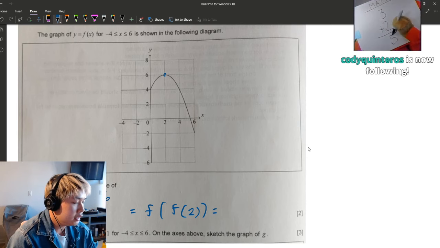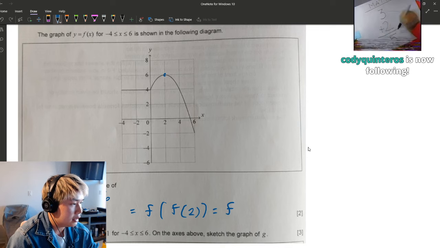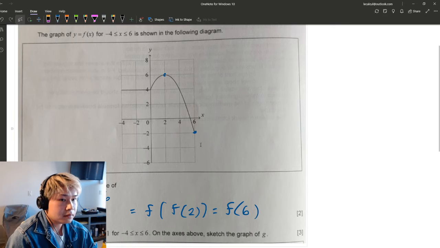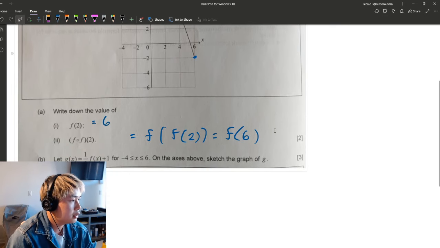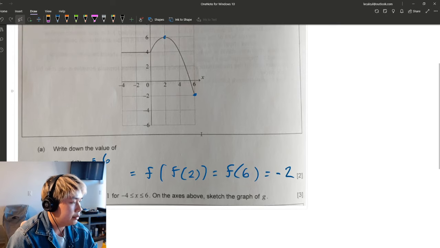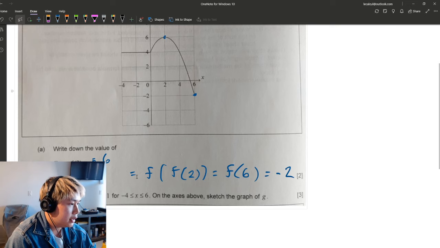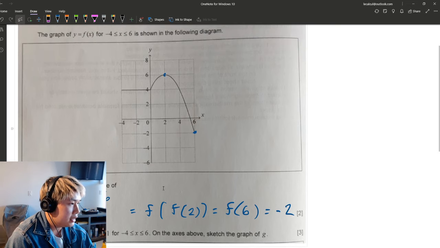From part 1, we already know that f of 2 is 6, so this is essentially just asking what's f of 6. And you can see that should be right there, which is -2. Easy 2 marks. Okay, and then we have a function g, based off of f. We have a multiplication by 1/2 and an addition of +1. And then we need to sketch the graph on the same axis.